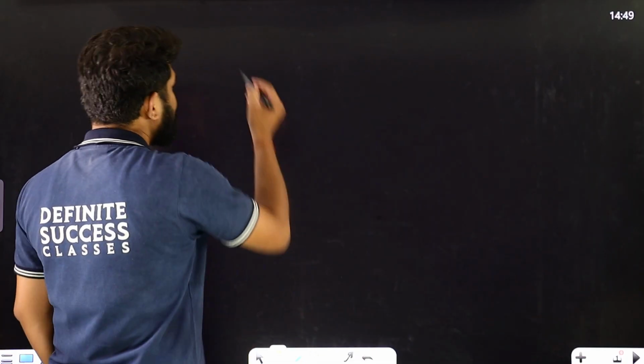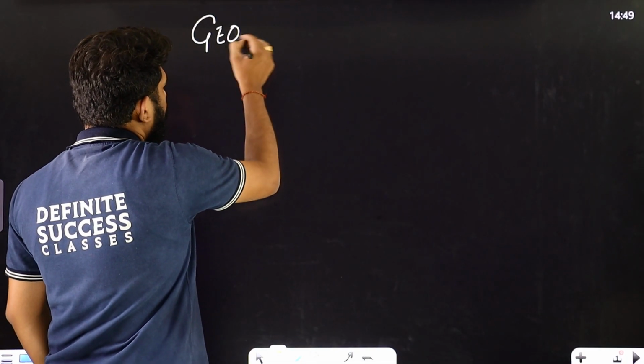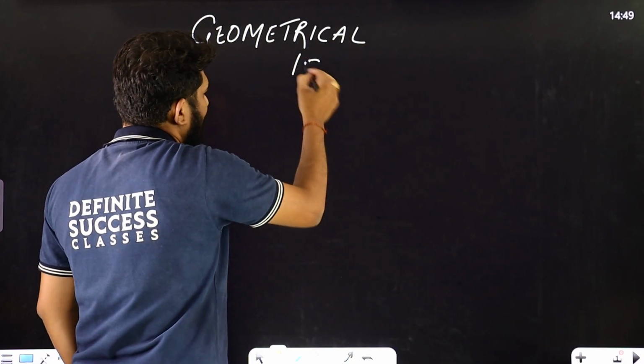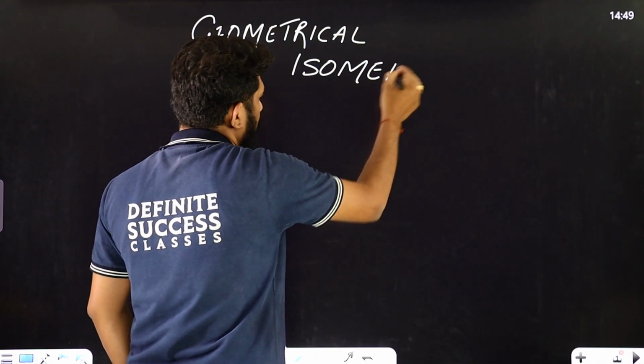Hello students, so today we are going to discuss a very special topic, that is geometrical isomerism. Now what is geometrical isomerism? It's a type of stereoisomerism.